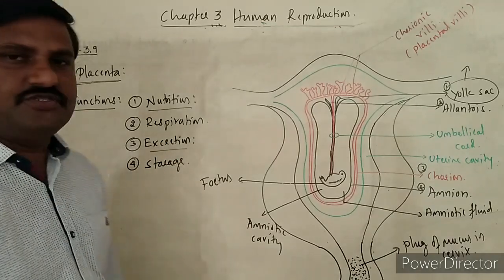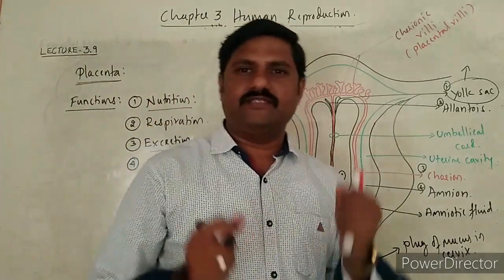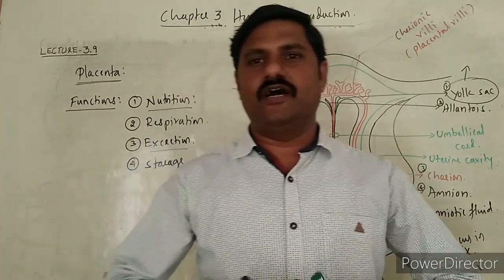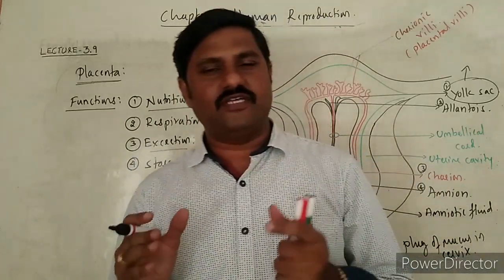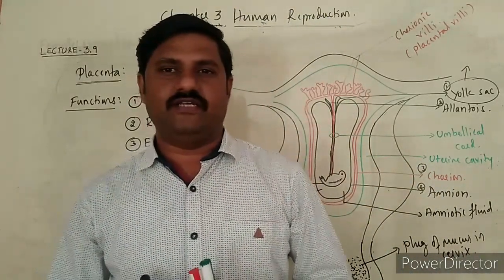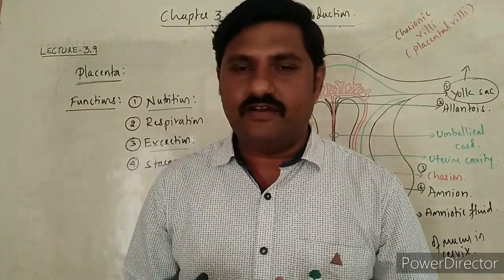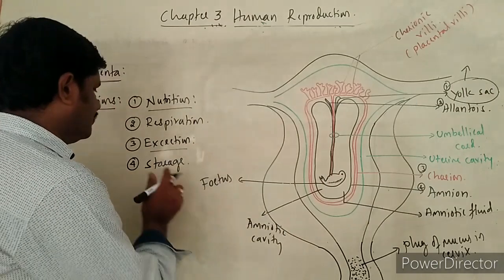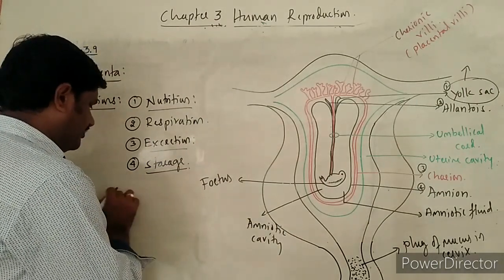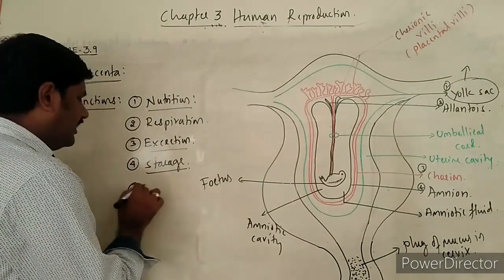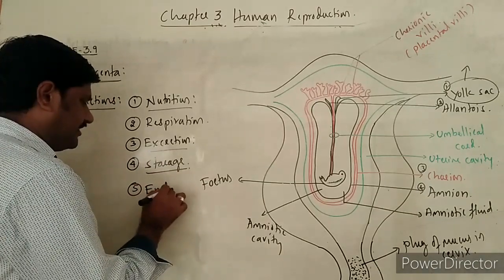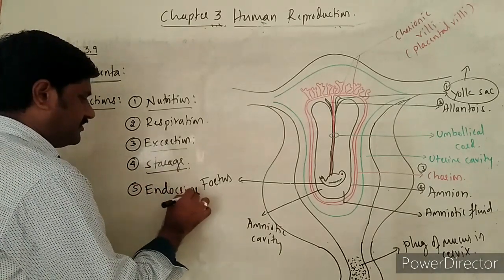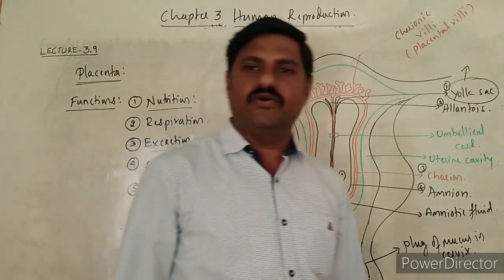It acts as storage tissue also. How it acts as storage tissue is because it stores the glycogen as well as more fat content, so that for the nourishment of the developing embryo, it is acting as the storage tissue or a storage organ, right? And it also acts as endocrine system.